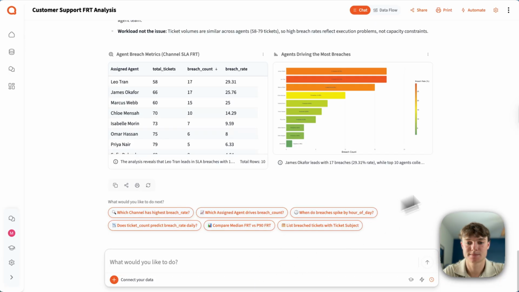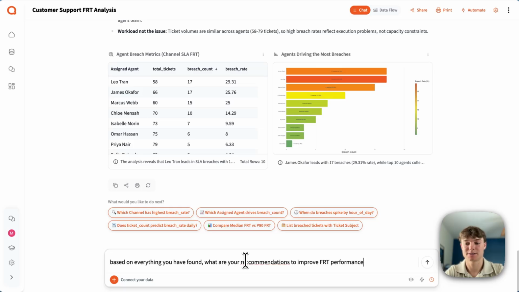So now that we've looked into agents, we've looked into hour of day, we looked into breaches across all of it, I want to ask Query what it really recommends to do based on everything. Based on everything you have found, what are your recommendations to improve FRT performance?